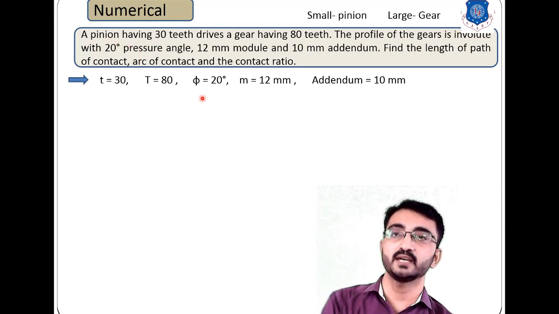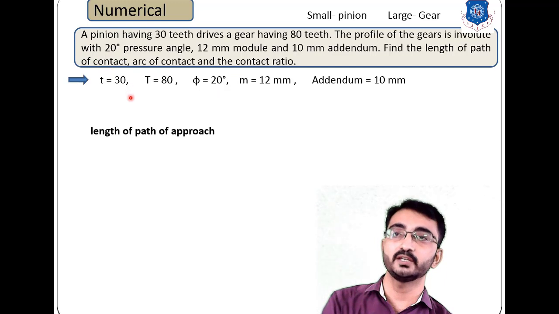Now the profile of the gear is involute with 20 degree pressure angle. So they have given the pressure angle phi is equal to 20 degrees and 12 mm module, so m is equal to 12 mm. 10 mm is the addendum, that is also given, and we have to find the length of path of contact and arc of contact. Okay, so we have to calculate three main things. First, the length of path of contact, second, the length of arc of contact, and third, the contact ratio.